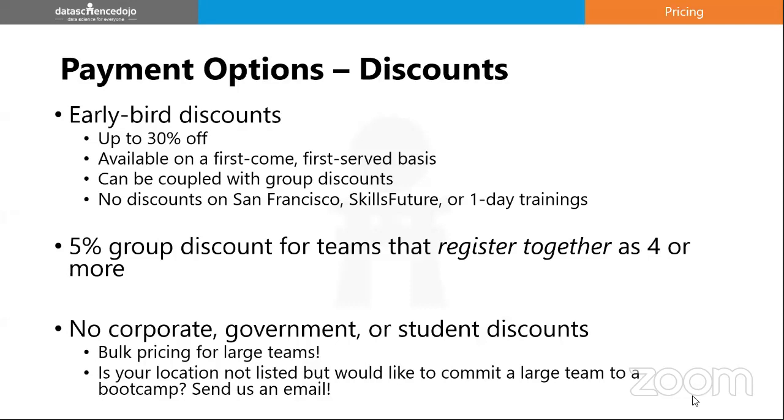And then discounts. Again, I mentioned early bird discounts earlier. They are available up to 30% off and are available on a first come, first served basis. And they can be coupled with group discounts as well. The only exceptions to the early bird discounts are San Francisco, Skills Future, or the one-day trainings. Again, we offer discounts for groups of 4 or more. And no, we don't offer any corporate or government discounts or student discounts, but we do have bulk pricing for large teams.